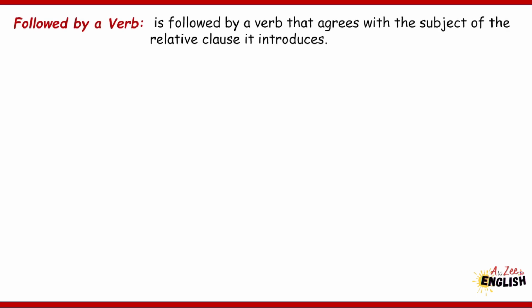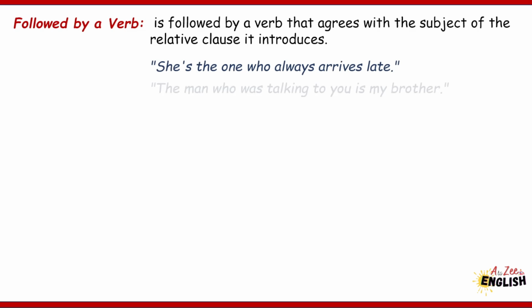It is followed by a verb. Who is always followed by a verb that agrees with the subject of the relative clause it introduces. For example, she is the one who always arrives late. The man who was talking to you is my brother. Here always arrives and was talking are the verbs in the sentences.